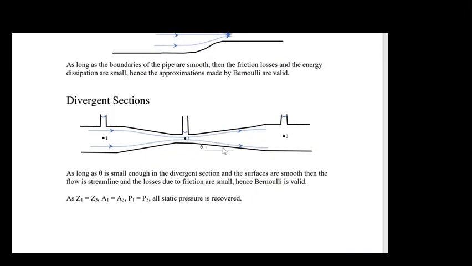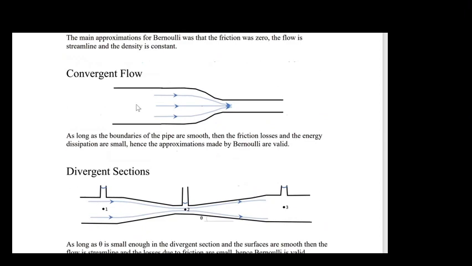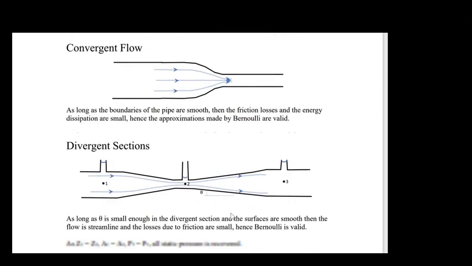it comes out the other side here. And like I say, as long as theta is small enough, we see a decrease in the velocity, we must see an increase in the pressure. So our divergent tube works in exactly the same way as our convergent tube, as long as theta is small enough, when we consider the energy changes of our fluid flowing through our pipe.